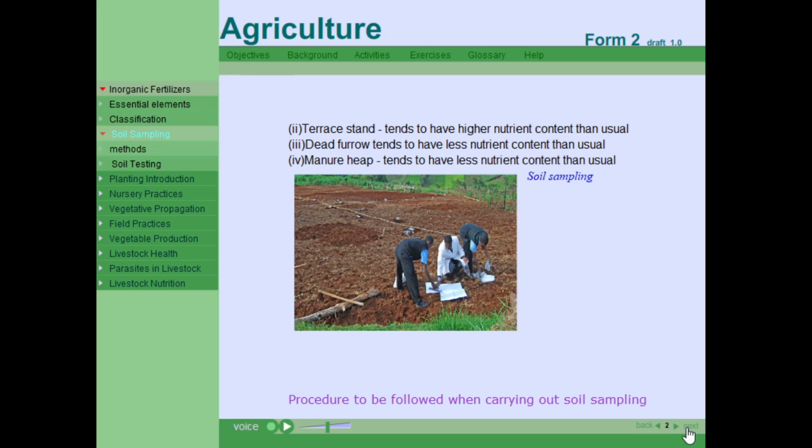Areas to be avoided when carrying out sampling. Swampy areas tend to have more nutrient content than usual. Terrace stand tends to have higher nutrient content than usual. Dead furrow tends to have less nutrient content than usual. Manure heap tends to have less nutrient content than usual.